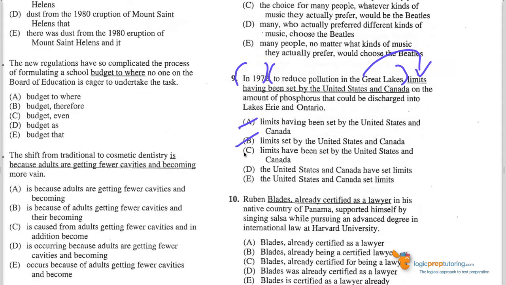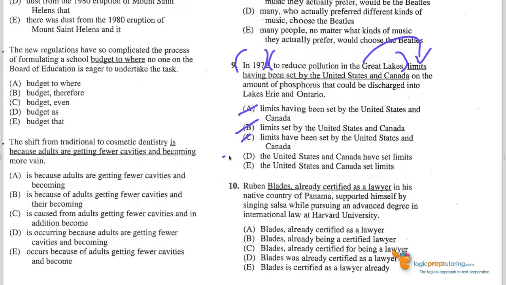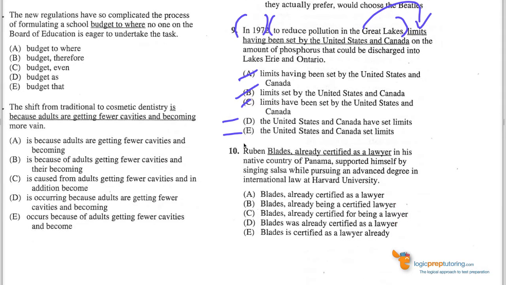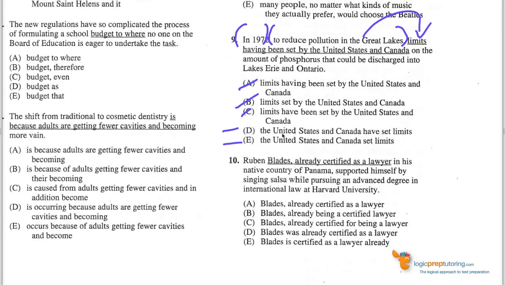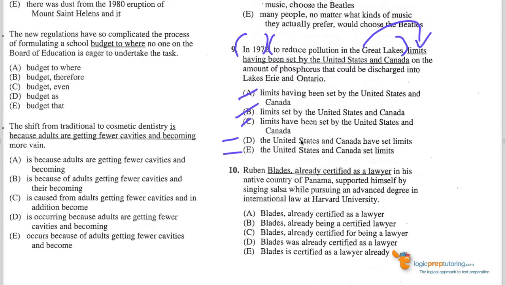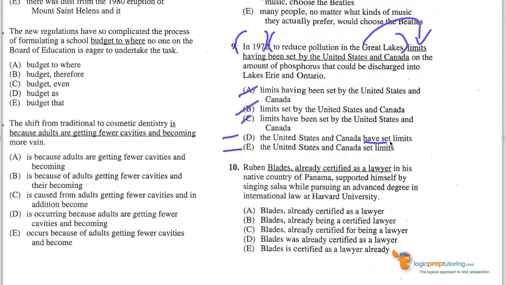So right away we can look down and eliminate B and C, because only D or E is in the correct place for that modifier to make sense. So let's read it. In 1972, to reduce pollution in the Great Lakes, the United States and Canada have set limits on the amount of phosphorus that could be discharged into Lakes Erie and Ontario. Doesn't sound immediately wrong. The modifier is now correctly modifying United States and Canada, and there's a complete verb.